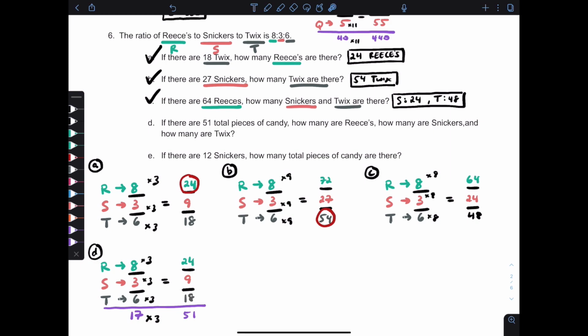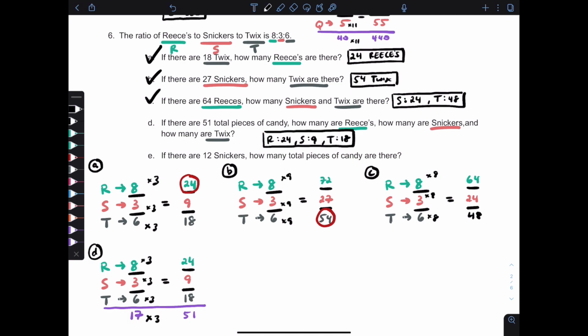If you want to, add these up. This plus this is 27. 27 plus 24 is 51. So we are good to go. So it says how many Reese's, how many Snickers, and how many Twix. They ask for Reese's, they ask us for the Snickers, and they ask us for the Twix. So for Reese's, I guess I'll keep using black here. For the Reese's, we have 24. For the Snickers, we have 9. And for the Twix, we have 18. Okie dokie. That is good.